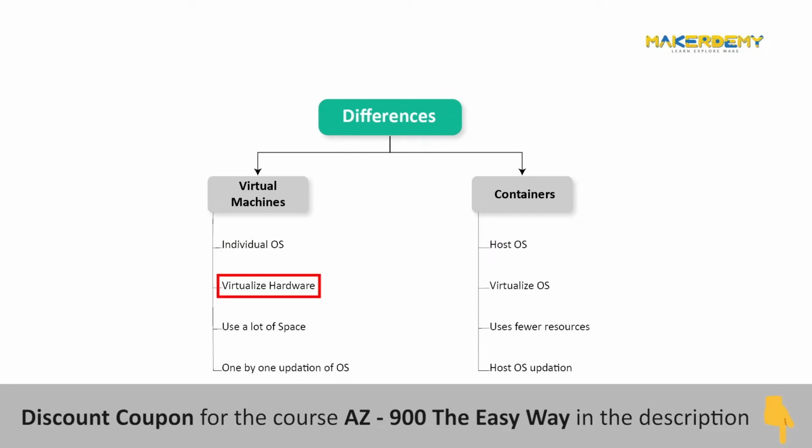Virtual machines virtualize the hardware, whereas containers virtualize the OS. VMs take up a lot of disk space, whereas containers use relatively fewer resources. They contain only the tools and libraries needed for a containerized application to run. With VMs, updating and software patching of OS needs to be done one by one for all the VMs. But with containers, only the OS of the host needs to be updated.